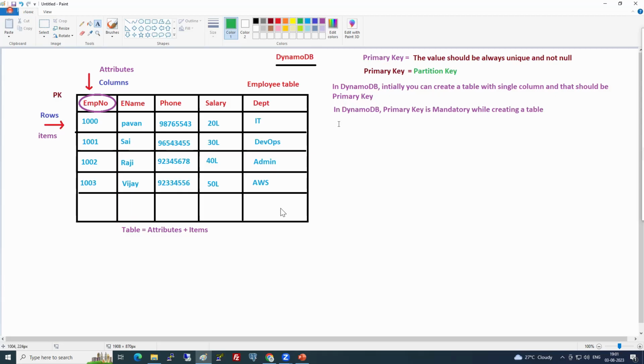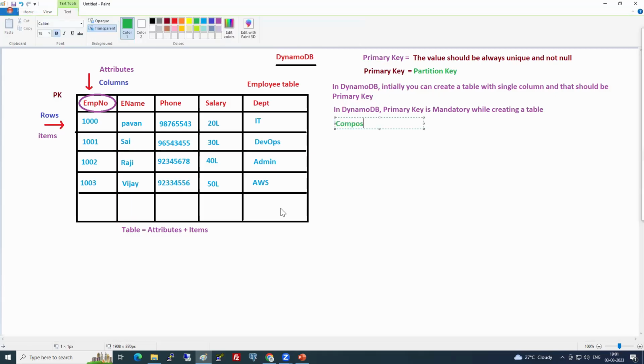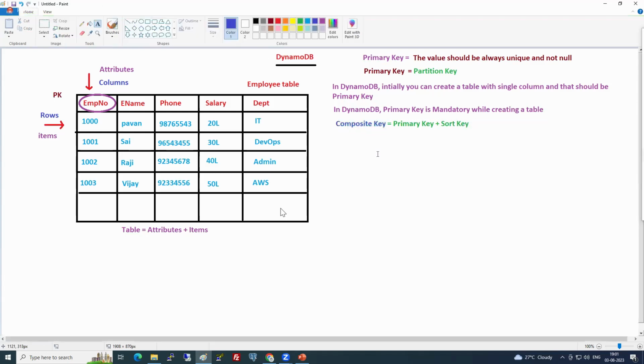Now let's talk about what is a composite key. Composite key is the combination of primary key plus sort key. A composite key is a combination of your partition key plus sort key. Can I say this also? Because primary key is the same as your partition key. Now we know what is primary key, but we need to know what is sort key. Listen carefully. I'll make this very easy for you.